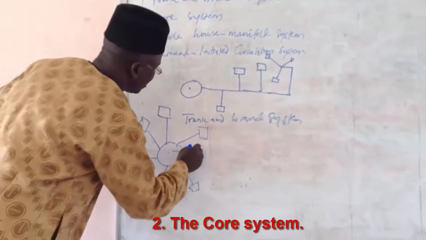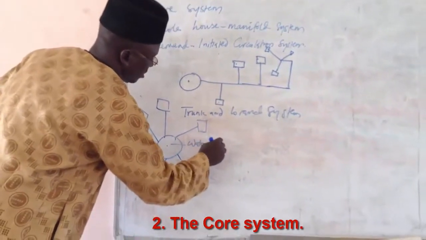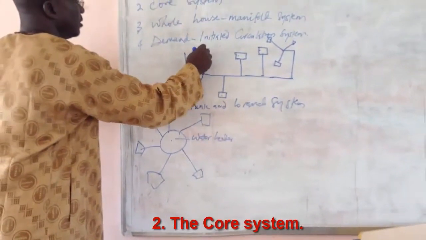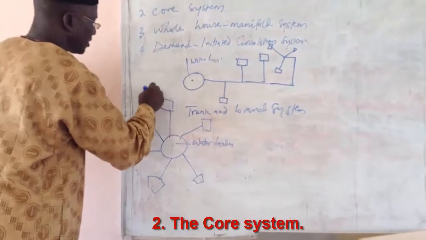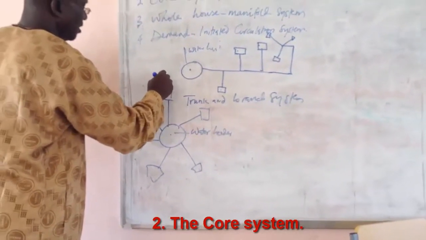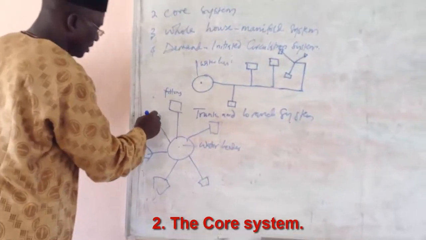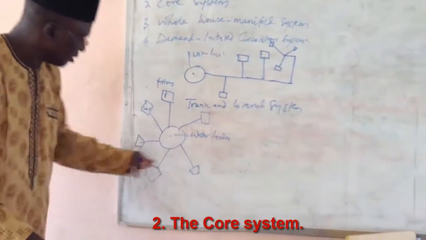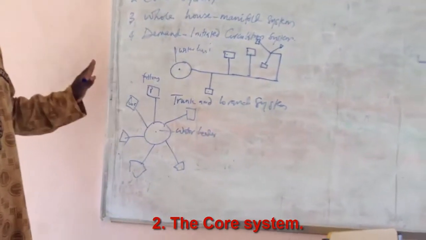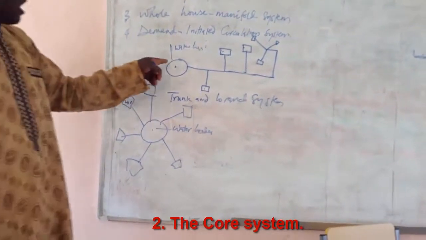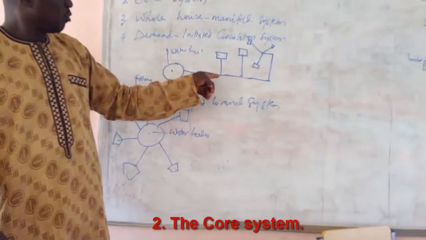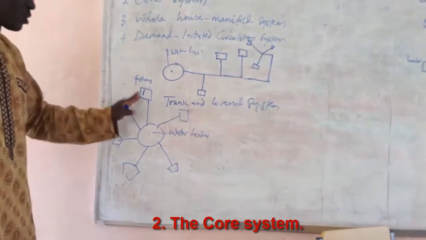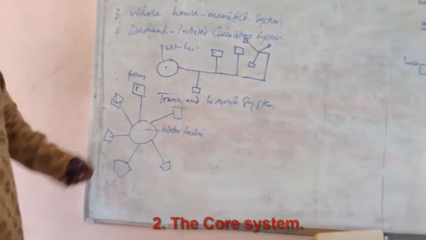So this is the water heater. So these are the fittings, whether WC or bath. All these ones here, it supplies water directly to those points on their own. The difference is that the trunk and branch system has to take the water from the water tank before it starts distributing to the branches. But here it has no branches. Everybody takes water directly from the water heater.